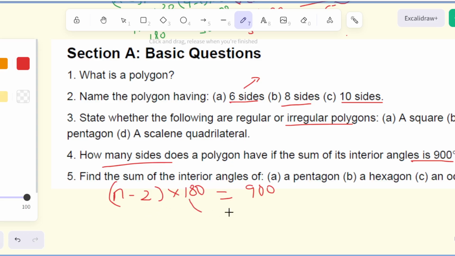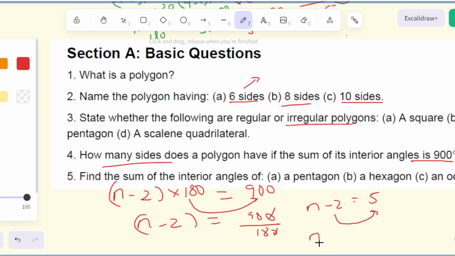We can calculate. Take 180 to the other side. So n minus 2, 180 is getting multiplied, it will get divided here. So n minus 2 equals 5, because 18 times 5 is 90, right? Now take 2 to the other side. Minus 2 will go that side, become plus, which is 7. So that is a heptagon. For a heptagon, the sum of all the interior angles will be 900. Okay. Now you have to find the sum of interior angles of a pentagon.